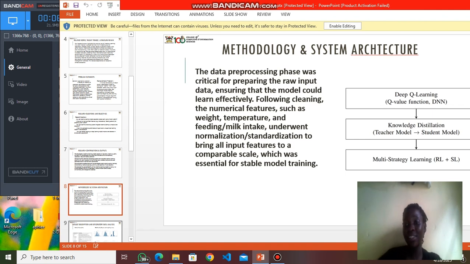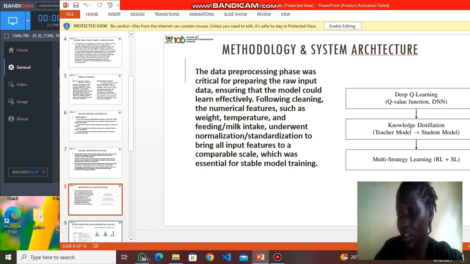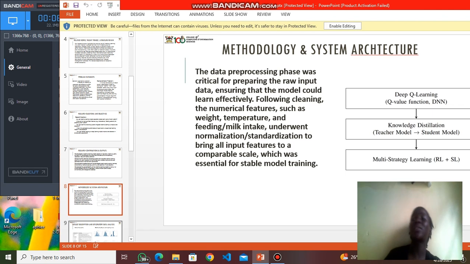For distillation, we have a teacher model that we feed the data, then it works with the student model. The student model then uses the teacher model to detect the BRD. Then multi-strategy, as you hear, is a combination of reinforcement learning and supervised learning, and then you go ahead and detect the BRD.